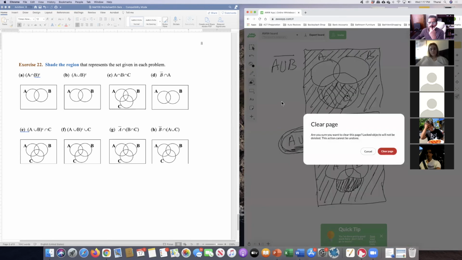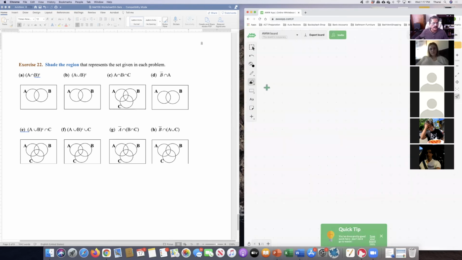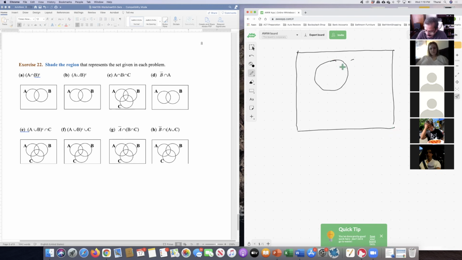Now I'm going to go to the next question, which is A union B complement union C. Let's draw the picture. I want to see if anybody can tell me the answer. It's the whole area outside the A and B circle, but with the C circle, the entire C circle, right? Yes, very good. One student is doing very good here.